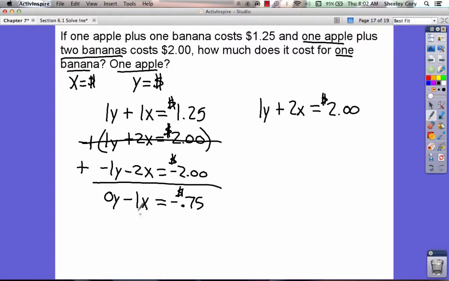So you can rewrite this equation as -1x equals -0.75, and solve for x by dividing by -1, and it tells you x equals 75 cents. So what was x? X was our bananas. Our bananas cost us 75 cents a piece.